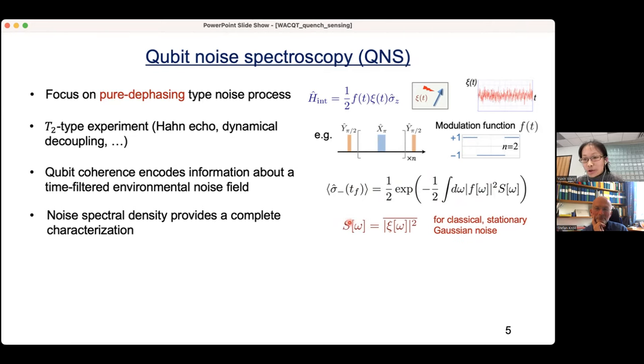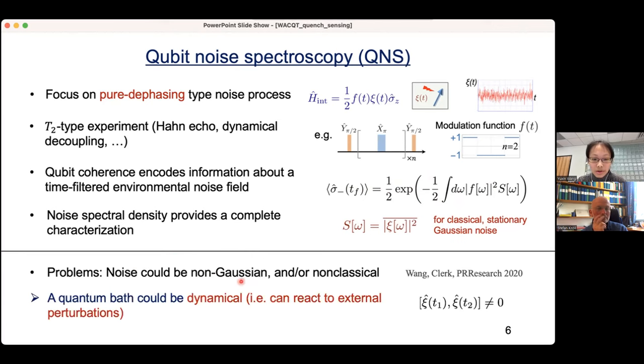Now this approach is largely successful and has been demonstrated in a wide variety of different experimental systems. However, there are a number of caveats. For example, the noise could be non-Gaussian and even non-classical. We have come up with a Keldysh field theory-based approach to characterize those more general types of noise sources. For those interested, please check out our paper on this topic.